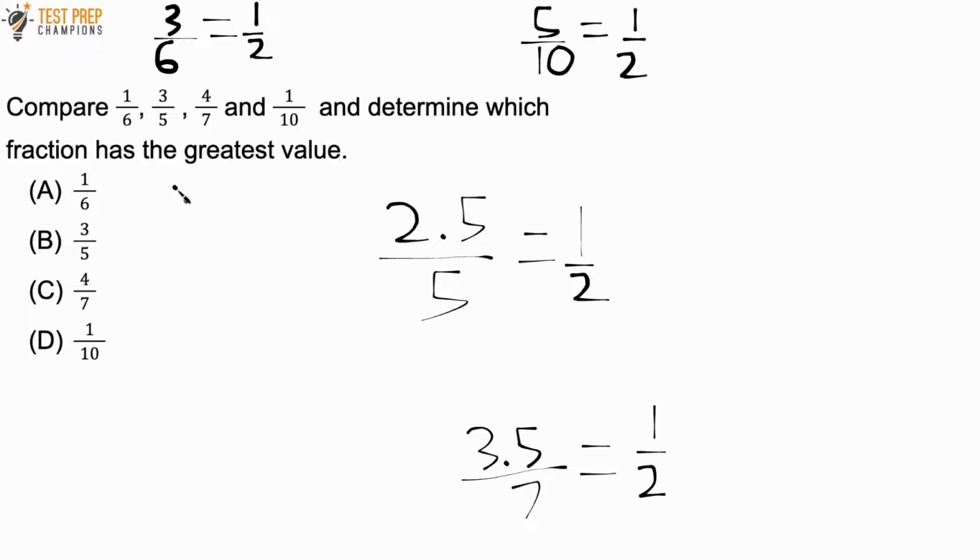So the point here that I want to make is that we can eliminate 1 over 6 and we can eliminate 1 over 10 because we know that these two fractions are equal to something less than half, and we know that 3 over 5 and 4 over 7 are equal to something greater than half, so one of these two is going to be the correct answer. So if you had to guess on this, you'd want to guess either B or C.